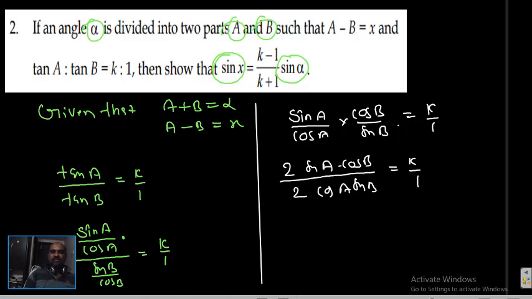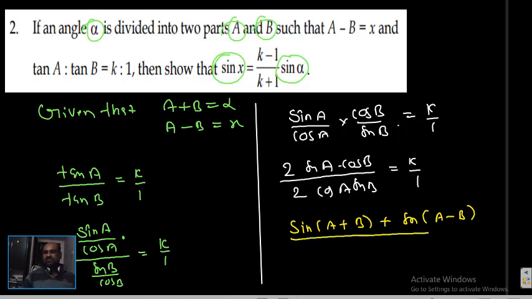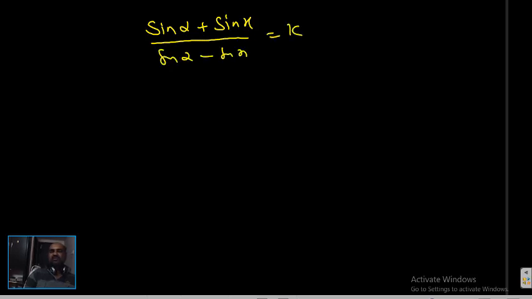Actually the numerator is in the form of sin of (A plus B) plus sin of (A minus B), that is 2 sin A cos B. The denominator is sin of (A plus B) minus sin of (A minus B). That is k by 1. So what I can write? Sin alpha plus sin x by sin alpha minus sin x equal to k.